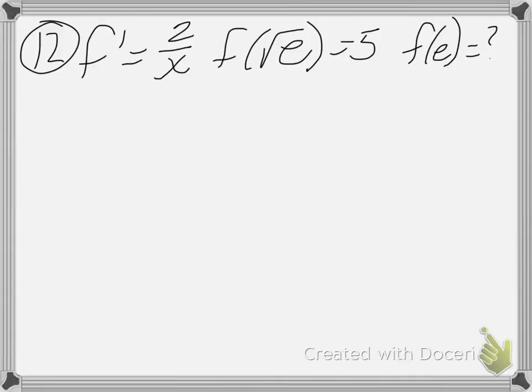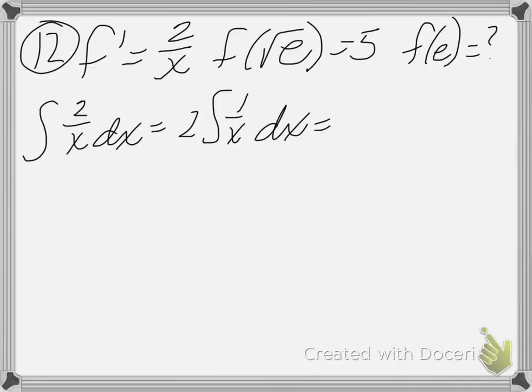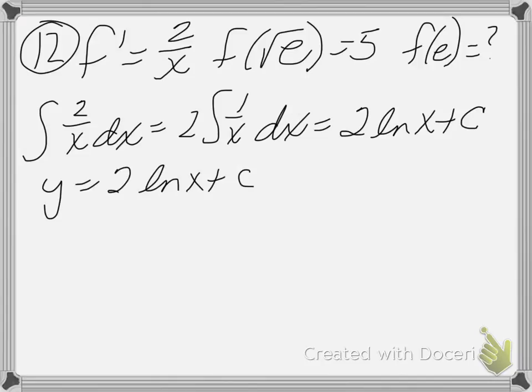Okay, for number 12, the answer was D, as in dog. So you need to get back to the original, and this is the derivative. So we're going to do the antiderivative of 2 over x. If you want, you can pull that 2 out. And hopefully you know that the antiderivative of 1 over x is ln x. So that means that y equals 2 ln x plus c.